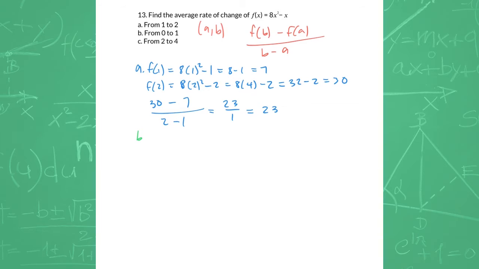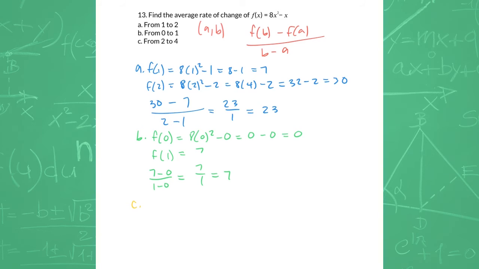So for part B, they give us an interval that goes from 0 to 1. So let's start by finding f of 0. F of 0 is 8 times 0 squared minus 0. And that's 0 minus 0. Now f of 1 we already know is 7. So the average rate of change is f of 1 minus f of 0 over 1 minus 0. So that's 7 over 1, which is 7.